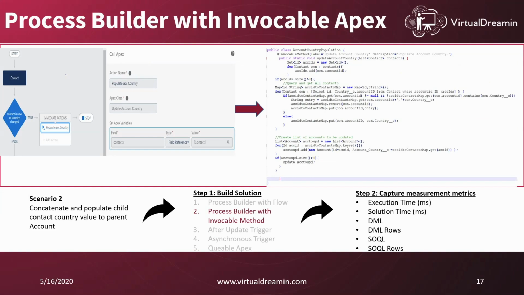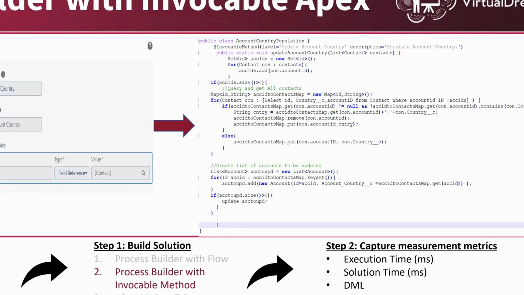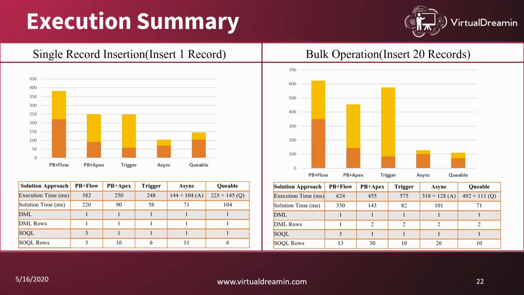Now, if you see the invocable Apex solution, the only SOQL it is consuming is where we have the select operation. That is where you are going to select all the contacts for that particular account. Now, let us see the graphical representation of the transaction details.